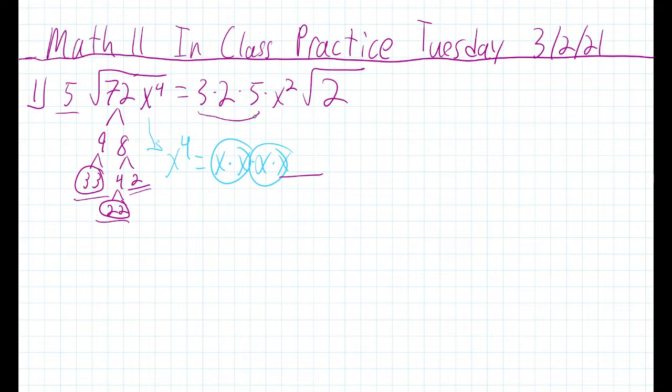Now all I need to do is clean this up. So 3 times 2 is going to be 6. 6 times 5, that is going to be 30. So our final answer for number 1 here is 30x squared times the square root of 2.